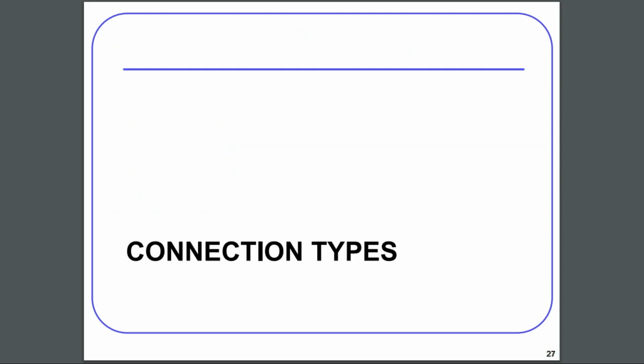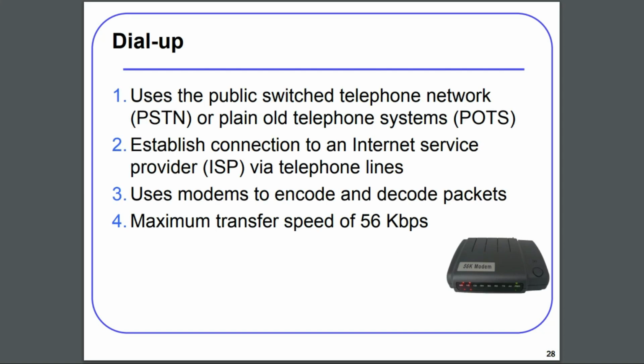In this slide we can see the connection types. The first one is dial-up connections. It uses the public switched telephone network, PSTN, or plain old telephone system, which is called POTS. It establishes a connection to an internet service provider, ISP, via telephone lines, and uses modems to encode and decode packets. The maximum transfer speed is 56 kilobits per second.